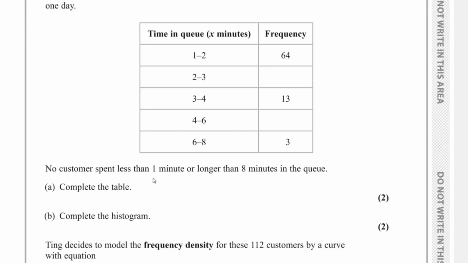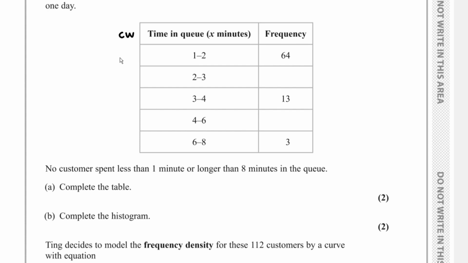No customer spent less than 1 minute or longer than 8 minutes in the queue. Part A, complete the table, and then for Part B, complete the histogram. To begin with, let's find out the class width of each of these intervals.